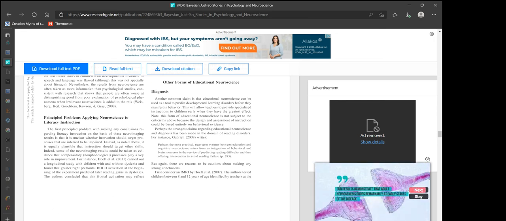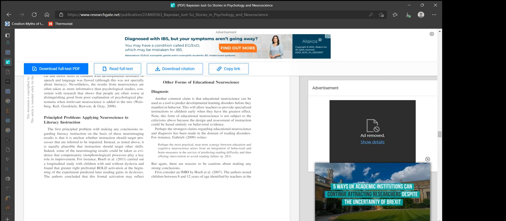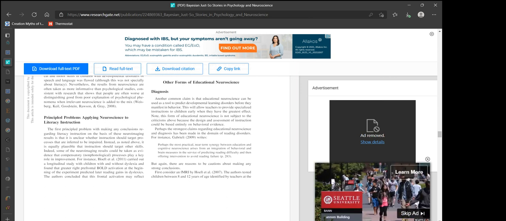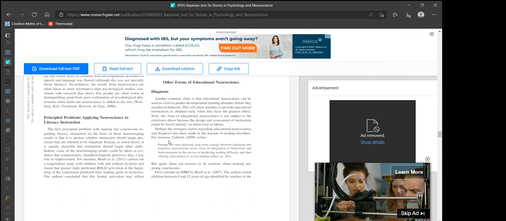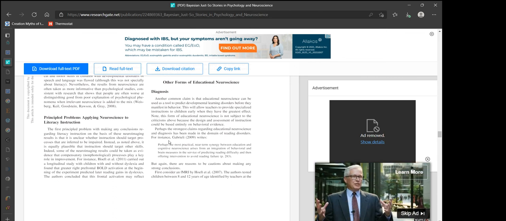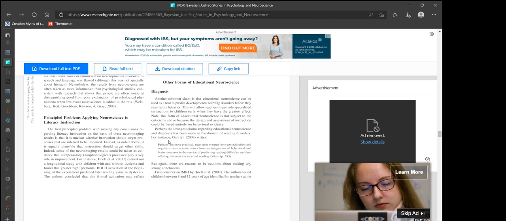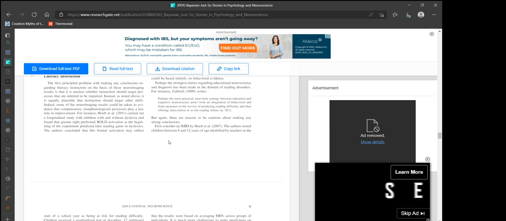Perhaps the strongest claims regarding educational neuroscience and diagnosis have been made in the domain of reading disorders. For instance, Gabrieli, 2009, writes, "Perhaps the most practical, near-term synergy between education and cognitive neuroscience arises from an integration of behavioral and brain measures in the service of predicting reading difficulty and then offering intervention to avoid reading failure." End quote. But again, there are reasons to be cautious about making any strong conclusions.